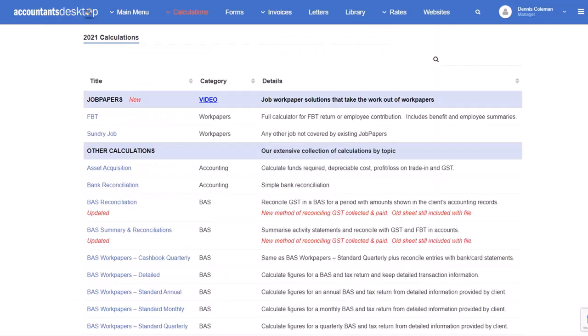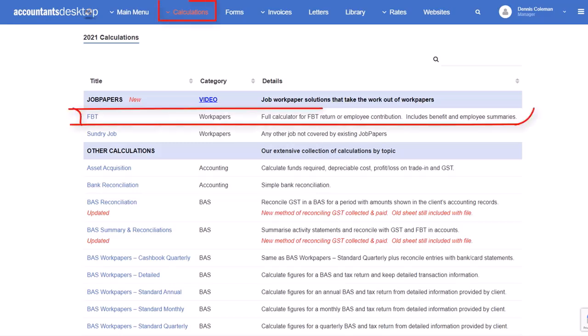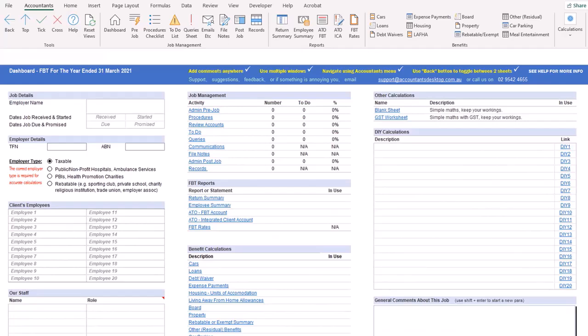Jane then prepares an FBT return for a client with several car fringe benefits and other benefits including expense payments and entertainment. She goes to the job paper FBT to calculate the benefits and produce a summary for the FBT return software.